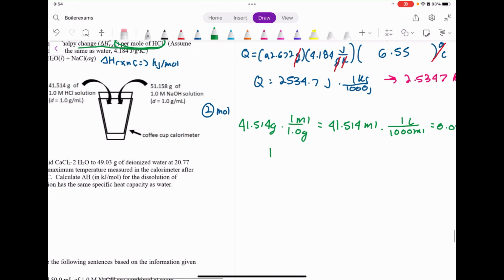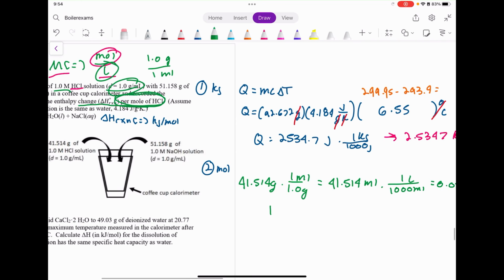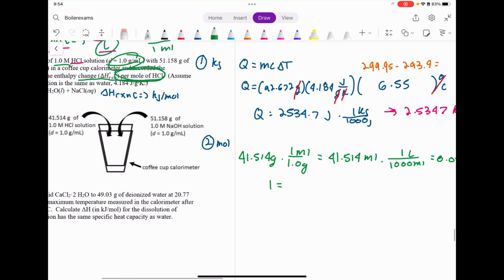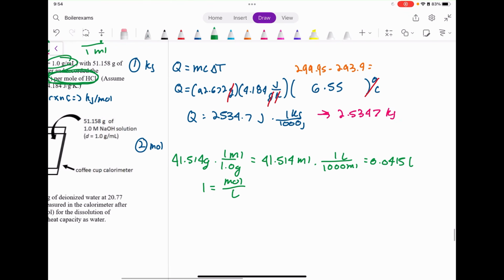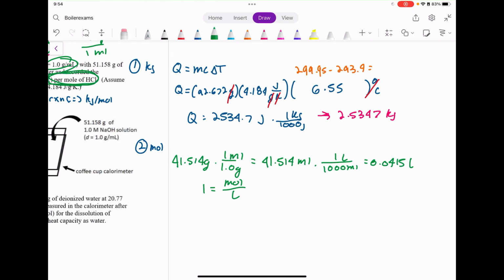So now I have liters, and I know the molarity. The molarity is 1, which is equal to the moles over the liters. So if I multiply by how many liters I have, I will get the moles. So 1 times 0.0415 equals how many moles we have. So we have 0.0415 moles. I just multiplied by the number of liters I have.